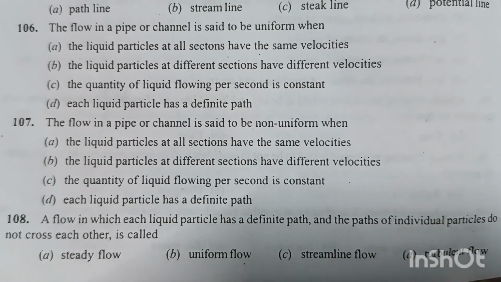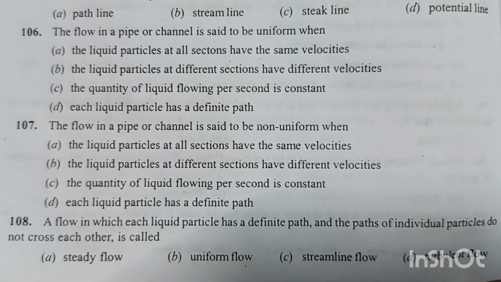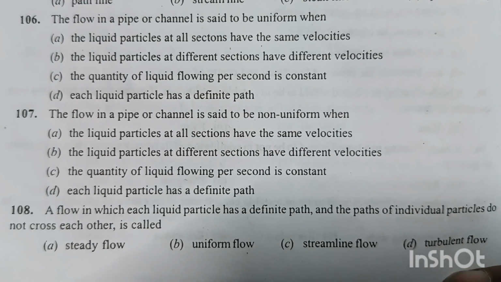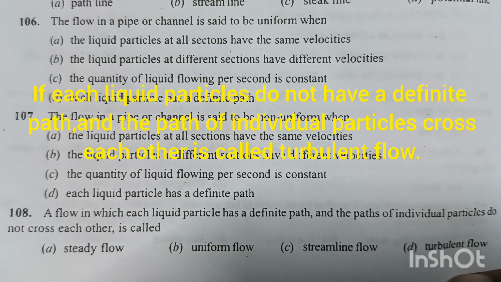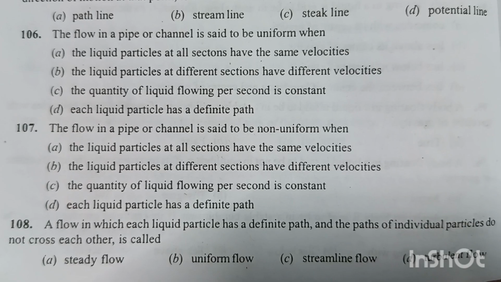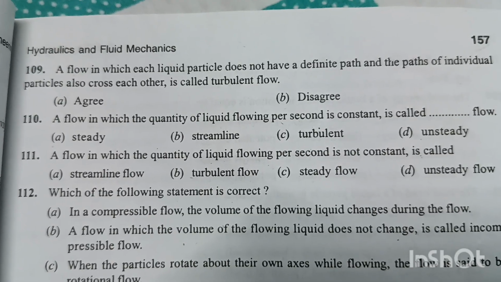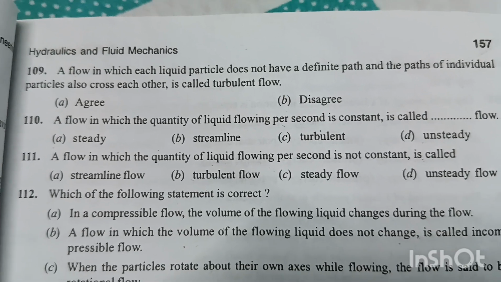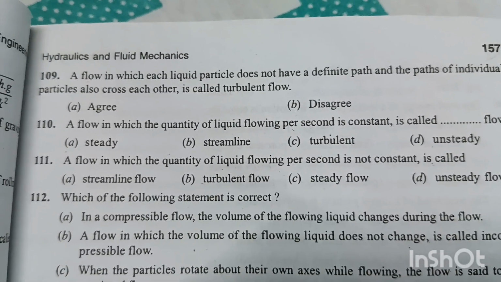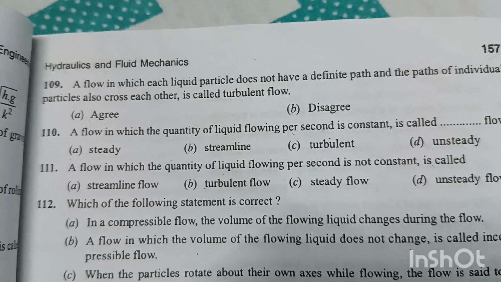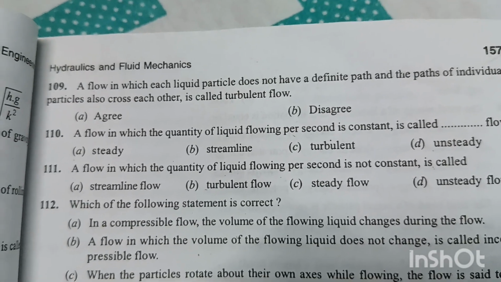Question number 108. A flow in which each liquid particle has a definite path and the paths of individual particles do not cross each other is called streamline flow. Option C is the right answer. Question number 109. A flow in which each liquid particle does not have a definite path and the paths of individual particles also cross each other is called turbulent flow. Option A is the right answer.